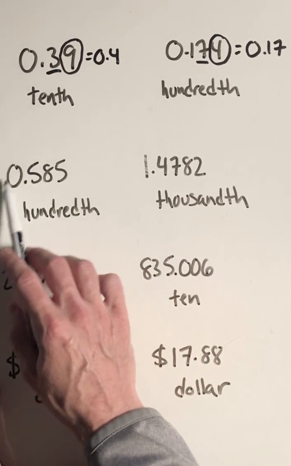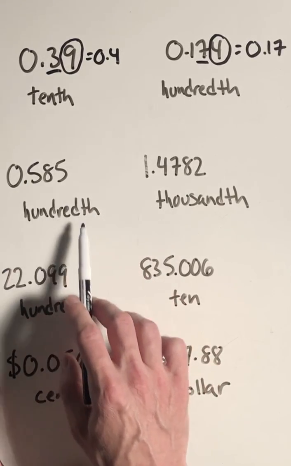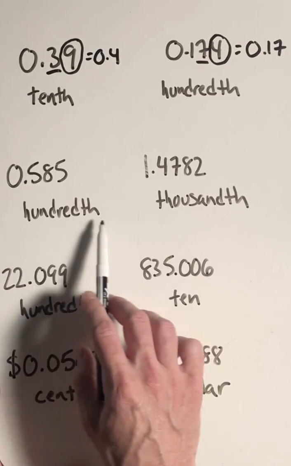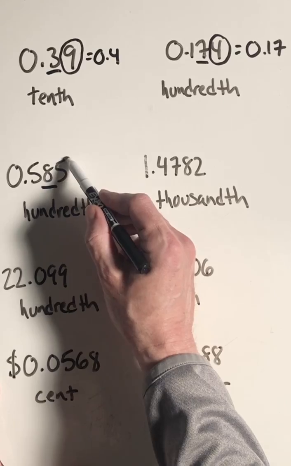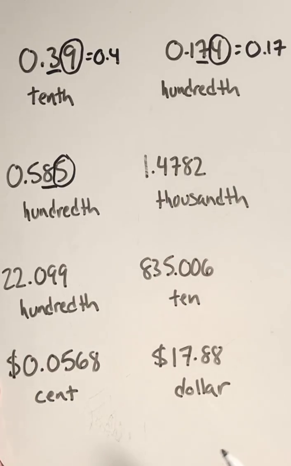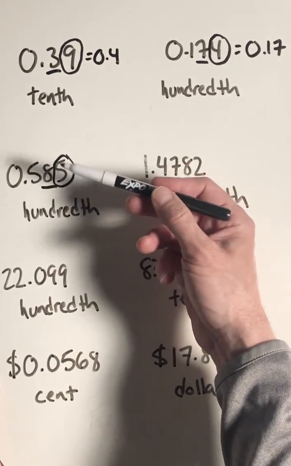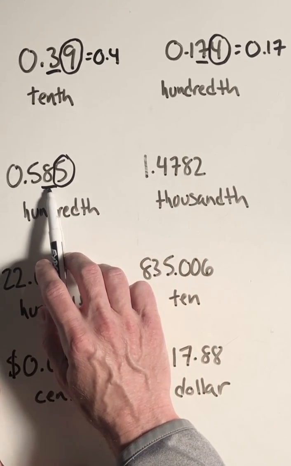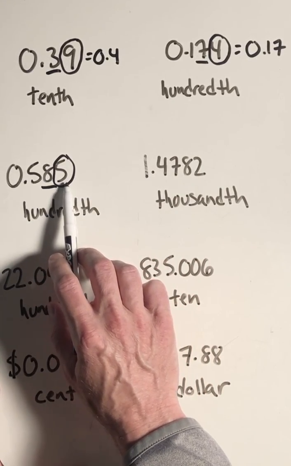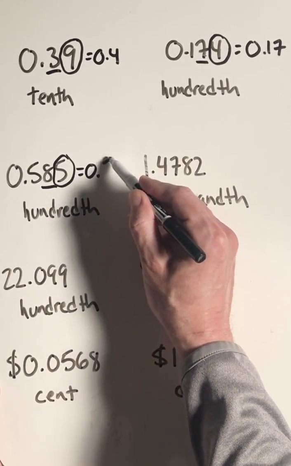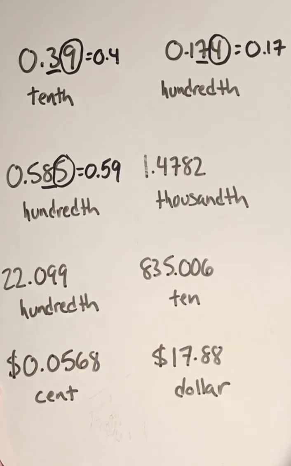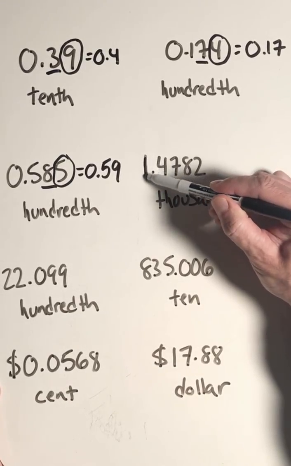Here I have 0 and 585 thousandths, and I want to round it to the hundredths place. So I will underline the hundredths place and circle the digit immediately to the right. If this digit is 5 or more, I need to raise this digit by 1. This is 5 or more, so this 8 will become a 9. This number will round to 0 and 59/100ths.